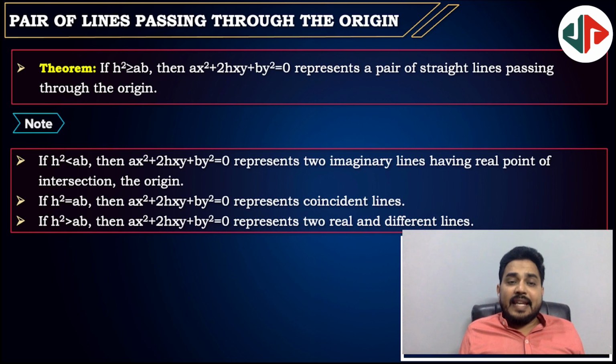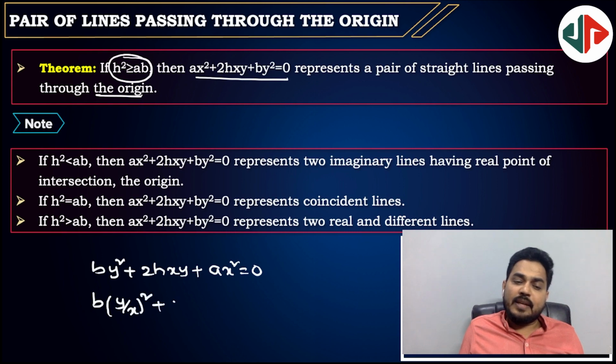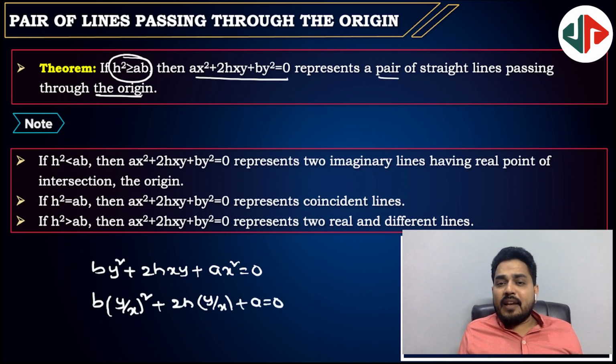Here, ax square plus 2hxy plus by square is equal to 0 represents a pair of lines passing through the origin when h square is greater than or equal to ab. Why is h square greater than or equal to ab? Now I can write this as b times y by x whole square plus 2h times y by x plus a is equal to 0. It is representing a pair of lines through the origin.